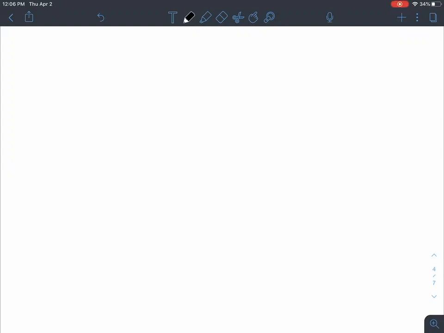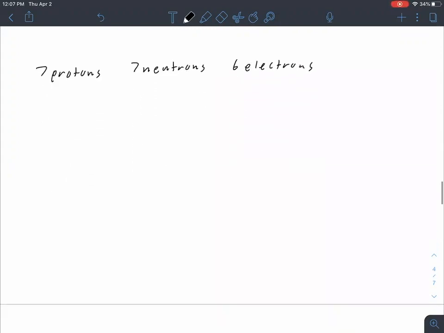So let's go ahead and start off by talking about protons, neutrons, and electrons. And so, what do the protons, neutrons, and electrons tell us about an atom? Well, first off, if we look at the number of protons we have, this is also our atomic number. And this guy will tell us what element we have. And so if we look at a periodic table, we know an atomic number of 7 would be nitrogen. So we have a nitrogen atom here.